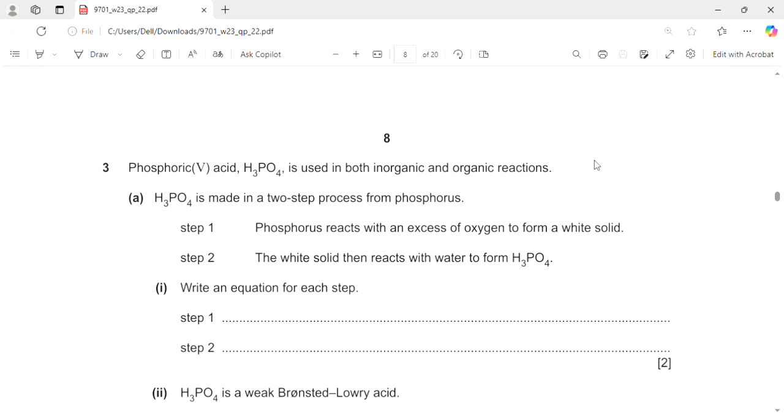So okay, H3PO4 is made in a two-step process from phosphorus. Step 1, phosphorus reacts with an excess of oxygen to form a white solid. All right, we all know that. Then step 2, the white solid reacts with water to form H3PO4. Okay, write down the two steps. I'm writing the two equations.